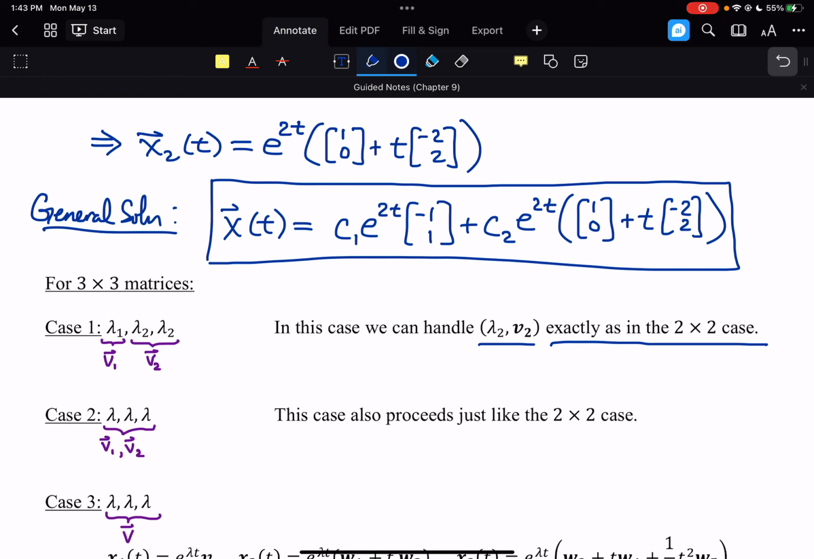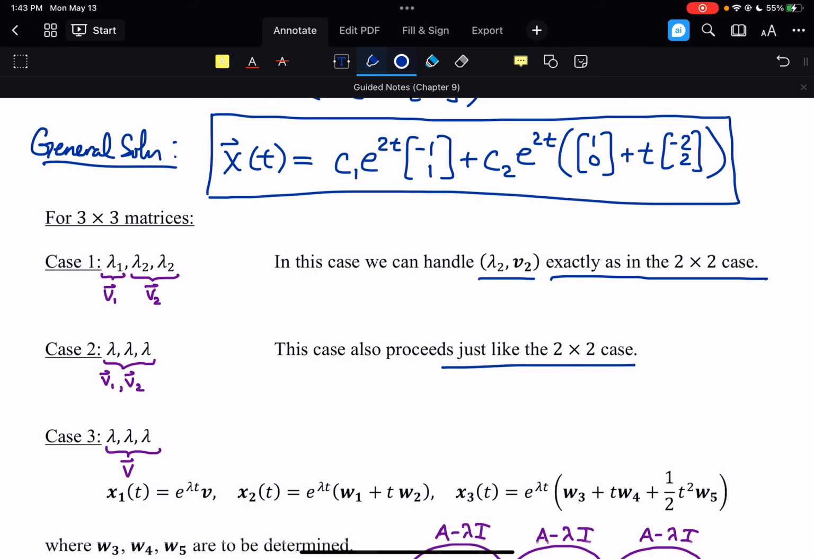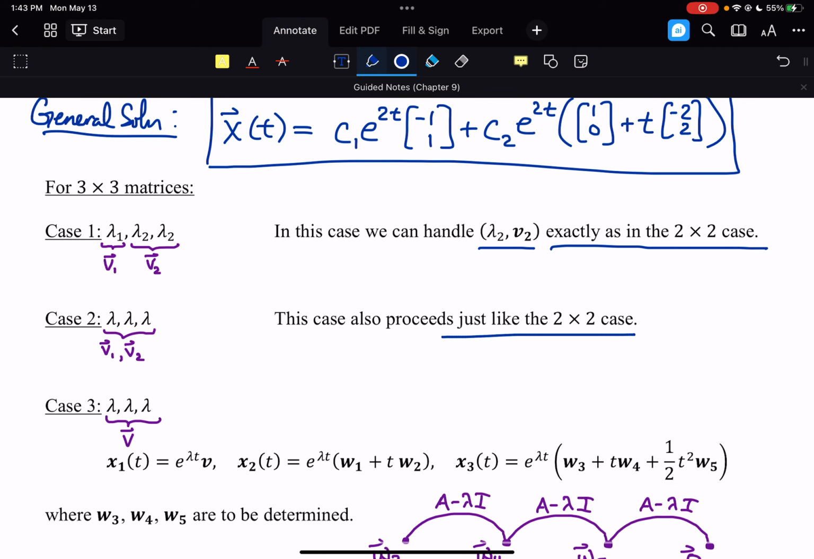Case 2, you could have 1 eigenvalue with a multiplicity of 3, and it only produces 2 eigenvectors. So we're still missing 1 eigenvector, and this case also proceeds just like the 2 by 2 case. Again, if we're down only 1 eigenvector, that same method will still apply. Okay, so in both of these cases, we're only missing 1 eigenvector. If, however, we get a case like case 3, 1 eigenvalue repeated 3 times, but it only produces 1 eigenvector, so now we're missing 2 eigenvectors and thus 2 solutions, we need to approach this a little differently.